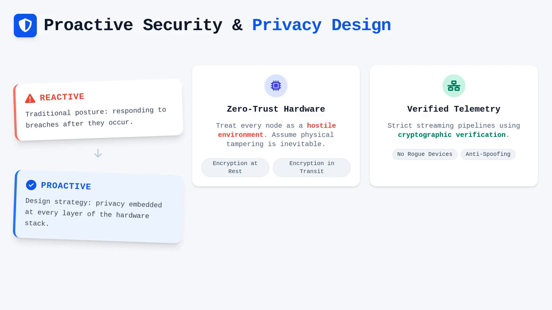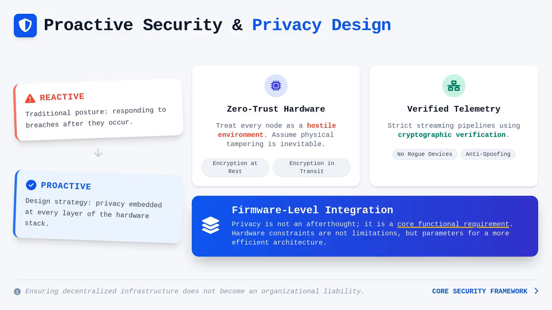we prevent rogue devices from joining the network and spoofing authentic data. This level of rigor might seem taxing during the initial phase of system design, but it is the only way to ensure that our decentralized infrastructure does not become a liability for the organization. As we continue, keep in mind that the constraints of the hardware are not necessarily limitations on your work, but rather design parameters that guide you toward a more efficient and private architecture. Building these safeguards directly into the firmware and protocol handling ensures that privacy is not an afterthought, but a core functional requirement of the ecosystem.